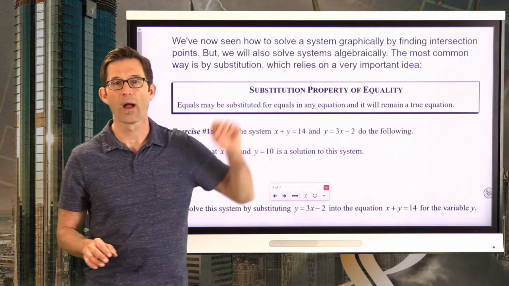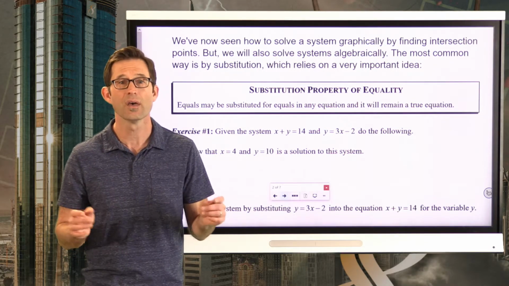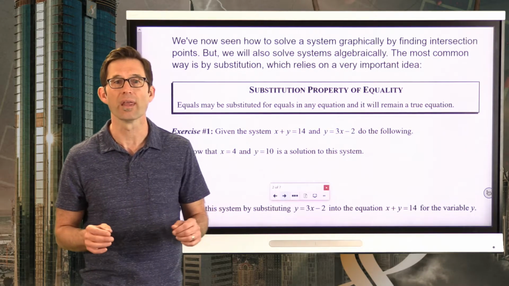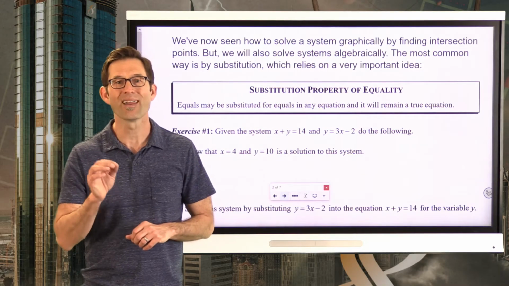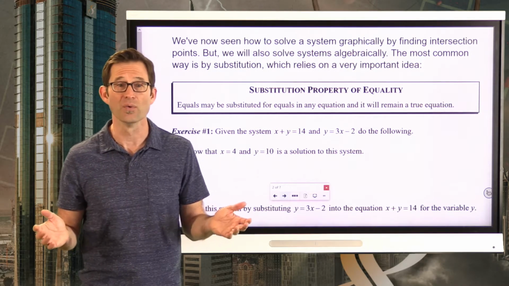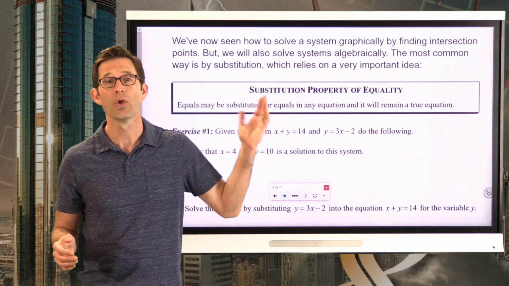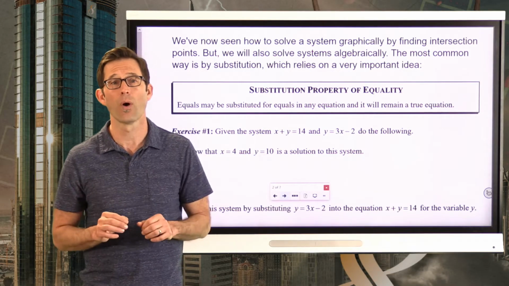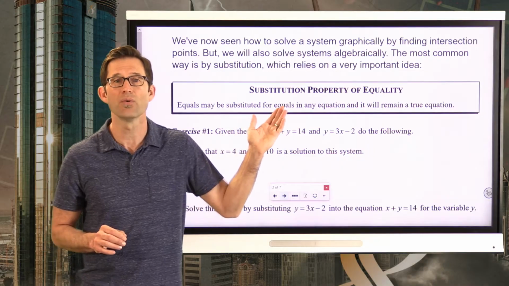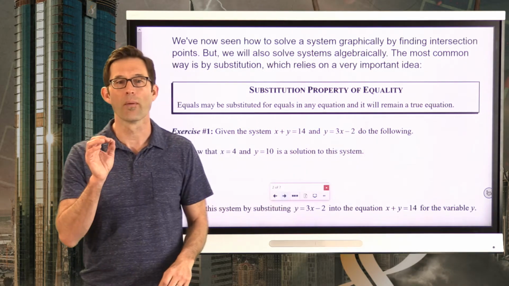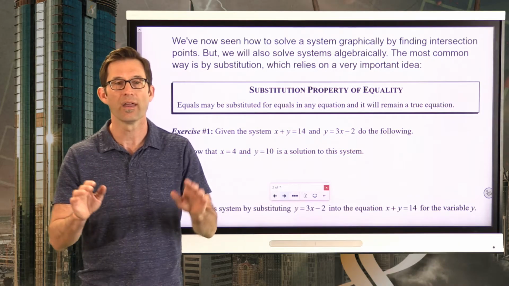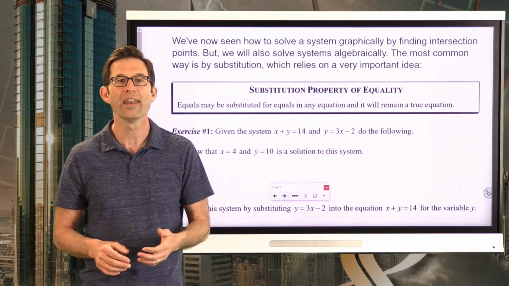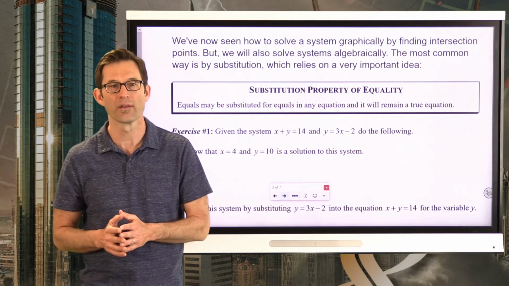Now, we've seen how to solve a system graphically by finding the intersection points of two lines, but we will also solve systems algebraically. The most common way, as I mentioned already, is by substitution, which relies on a very important idea, one that you actually use all the time already in math, which is the substitution property of equality. And what this really important property of equality says is that equals may be substituted for equals in any equation and it will remain a true equation. All right? And again, it kind of makes sense. If two things are equal, you can replace one with the other and it doesn't change whether or not the thing was true in the first place.